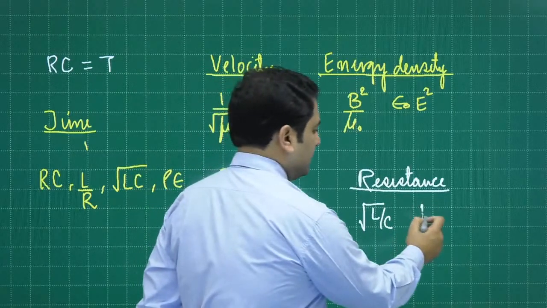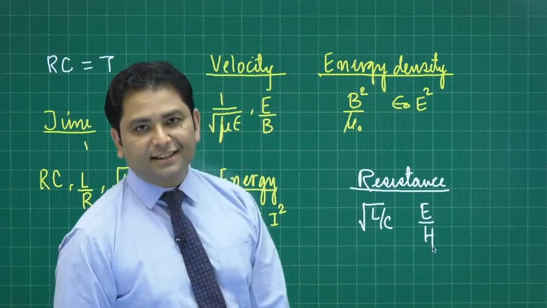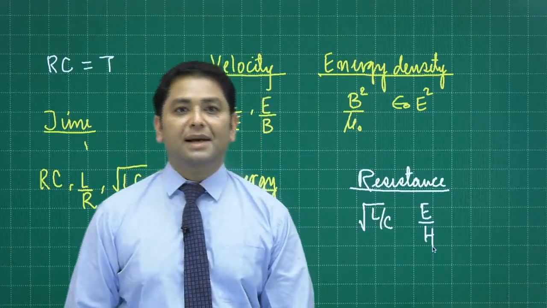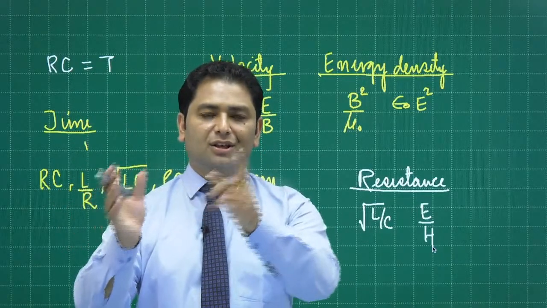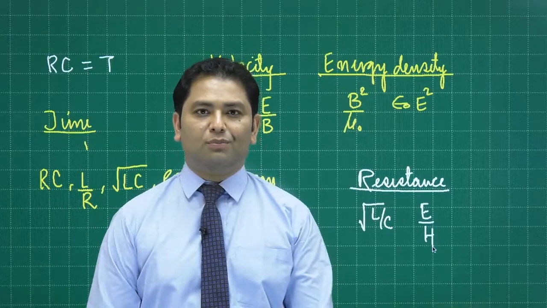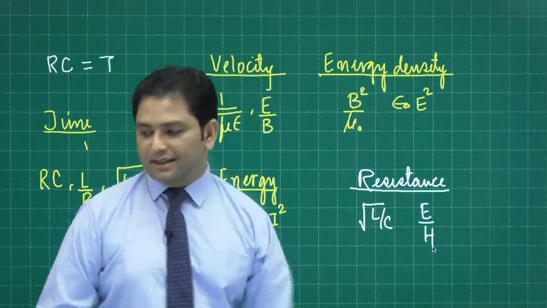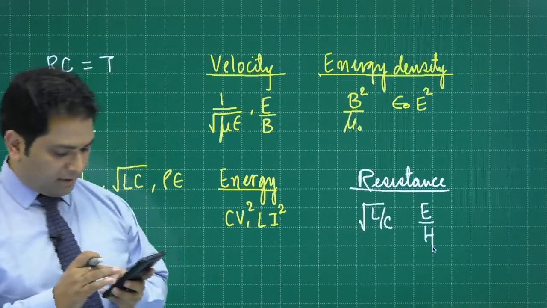Similarly, E divided by H, where E is the electric field intensity and H is the magnetic field intensity. The ratio of E to H will also have the unit of ohm, or the dimension of ohm. So these are the quantities that you have to take care of. Hope that's not a problem there.